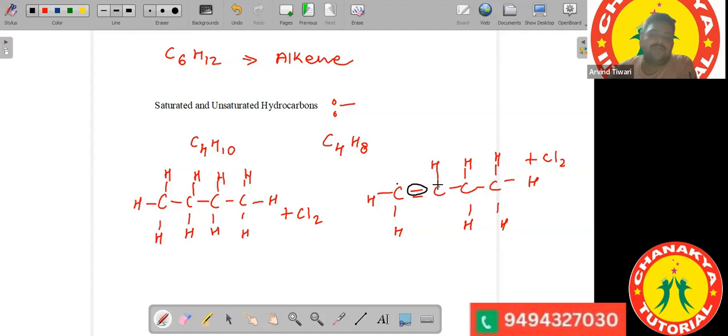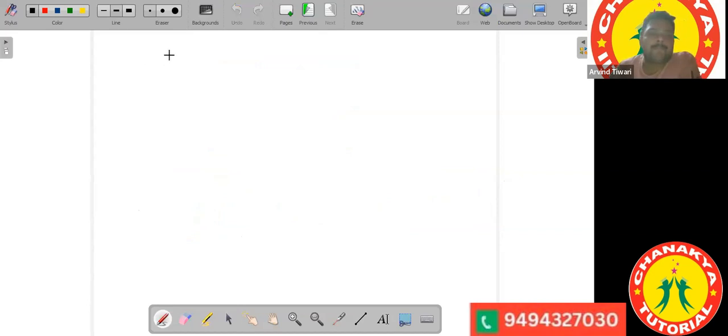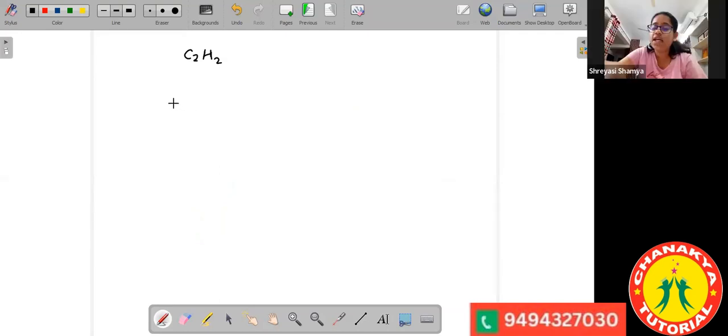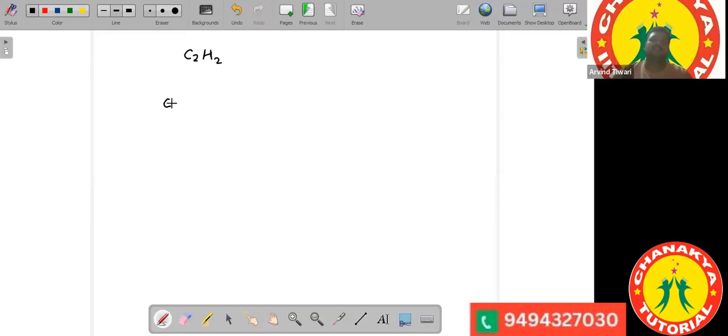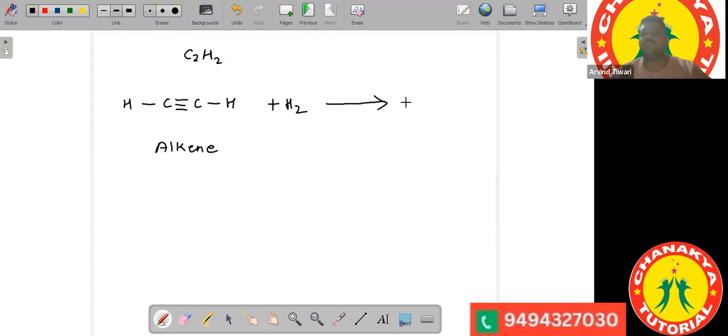Okay. So if you want, let's say C2H2. Is this C2H2 saturated or unsaturated? Unsaturated, sir. Unsaturated. So if I draw the structure, it will be something like this. This is the structure of C2H2? Yes, sir. Okay. And if I want to add hydrogen to it, by adding hydrogen, first it will get converted to alkene and then it will get converted to alkane. Okay. So I can add hydrogen to it and hence I can convert it. This was unsaturated. This was an alkene, and I can convert this alkene to alkanes by adding hydrogen.